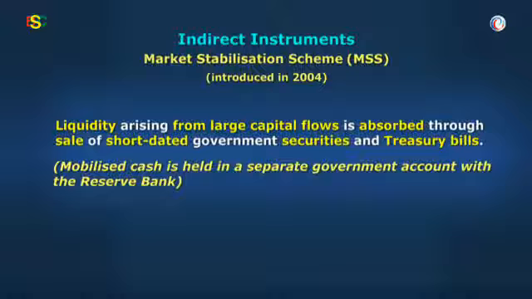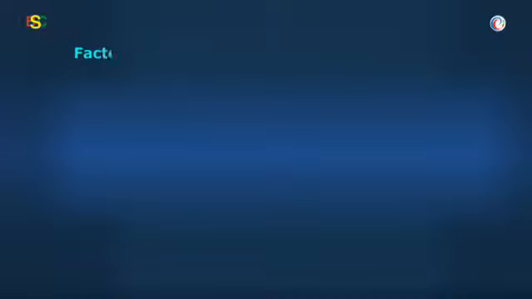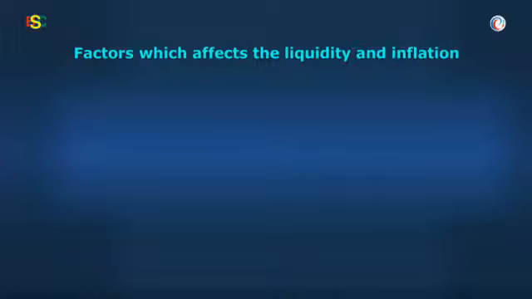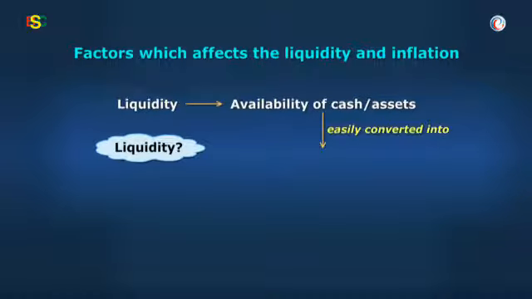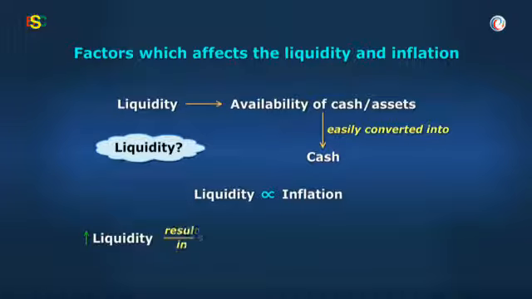Now Vidya, we will discuss some factors which affect liquidity and inflation. Do you remember what liquidity is? Yes, ma'am. I know that liquidity is the availability of cash or assets that can be easily converted into cash. It is often directly proportional to inflation, or an increase in liquidity results in increased inflationary pressures.